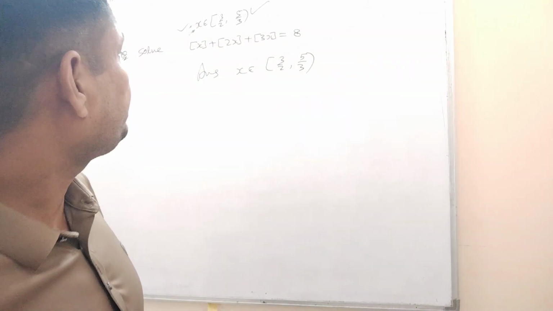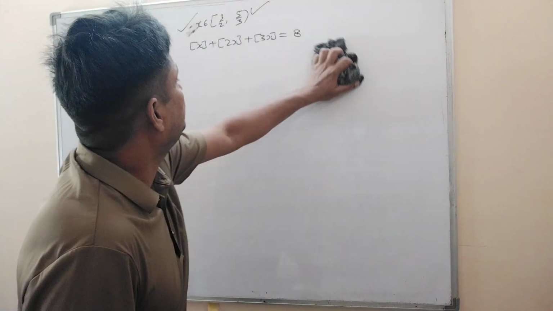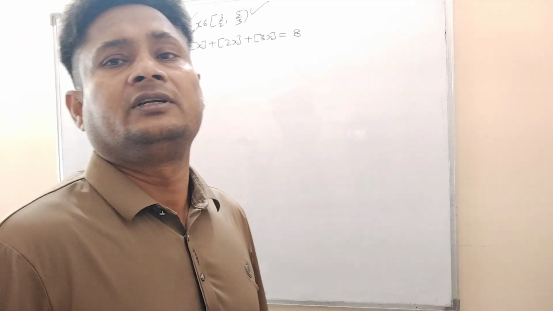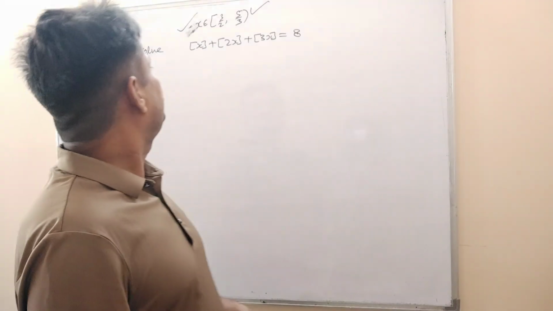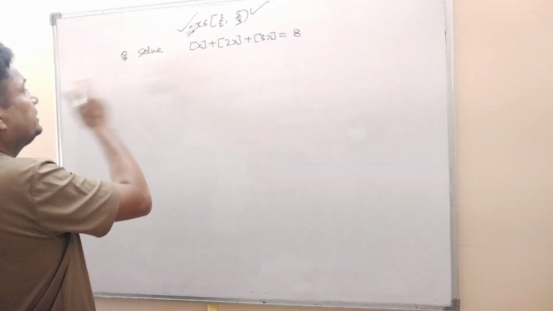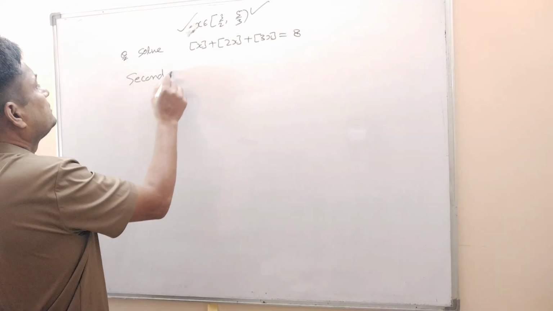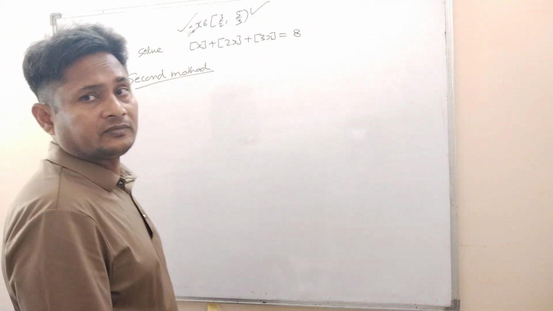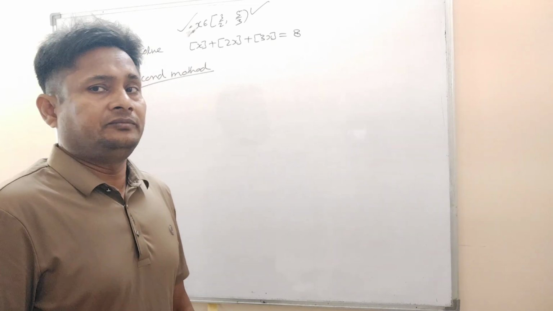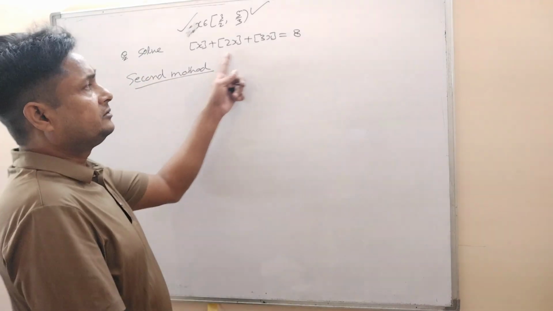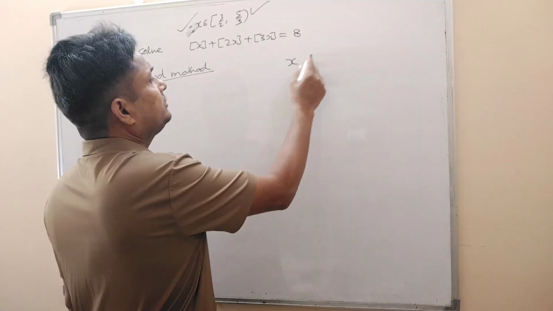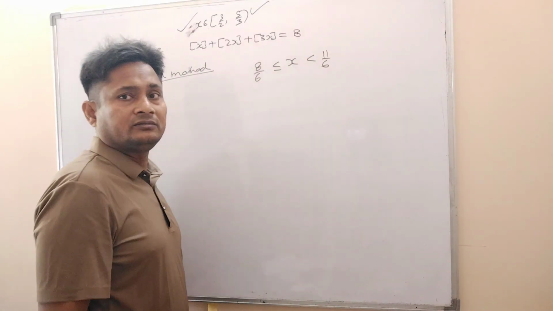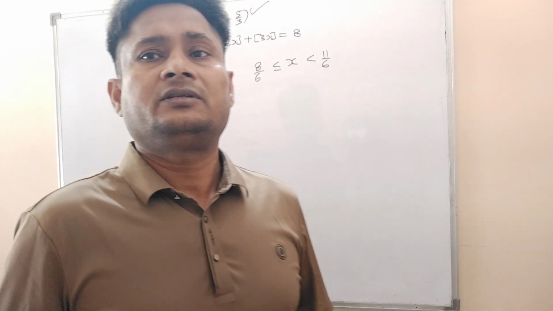Second method. There is a second method which uses the LCM method. Right? Now we will discuss this. We have found the possible interval, which was less than 11 by 6 and greater than or equal to 8 by 6. This was the possible interval, right?